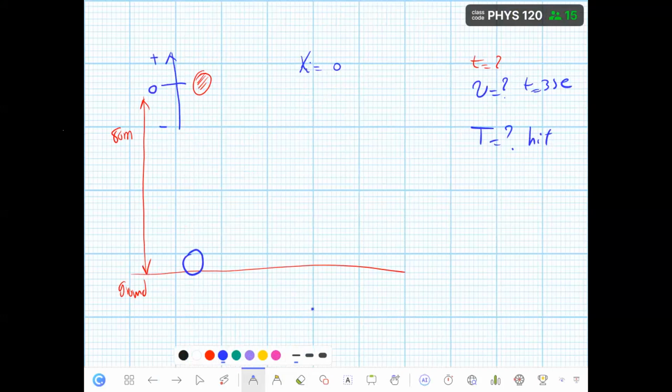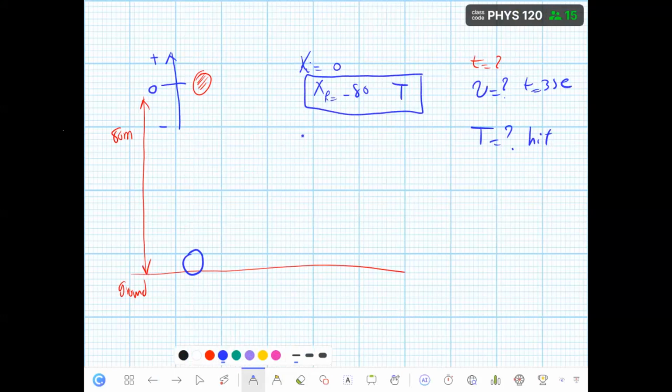Now, when the particle hits the ground, what is the final position? Negative 80. Good. But this final position is the time when it's hitting the ground. This final position is for this t. Good. And I just solved the first part.